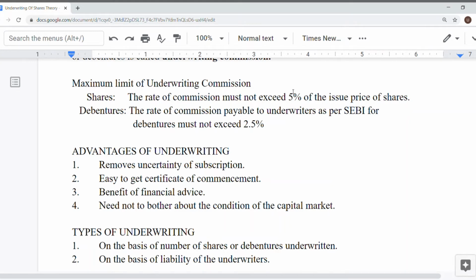If in the question they have not mentioned anything about the rate of the commission, and I'm talking about the practical section, then you will take it as 5% as default. For debentures, it is 2.5%. If they have given any rate, you should take it directly. If they have not mentioned it, it is 5% for shares and 2.5% for debentures. That is the important thing, so I have stressed more on that.